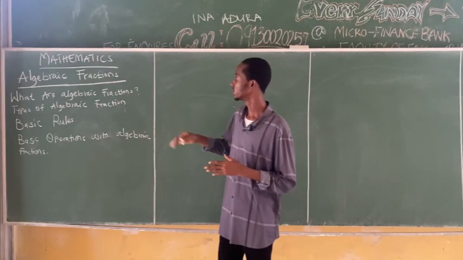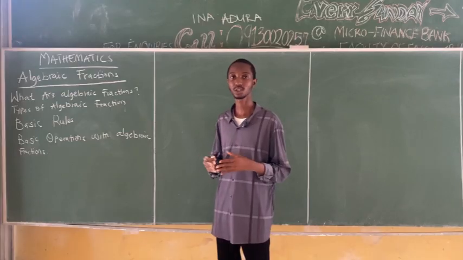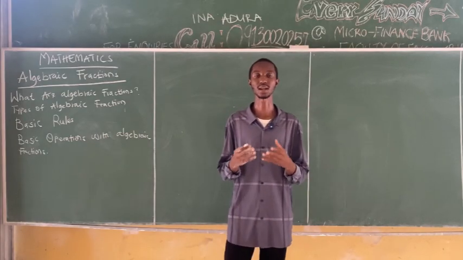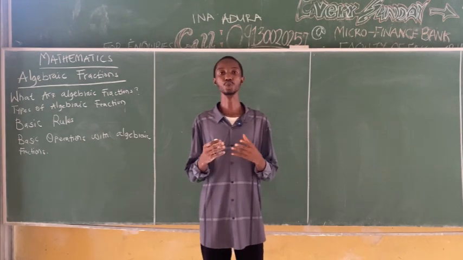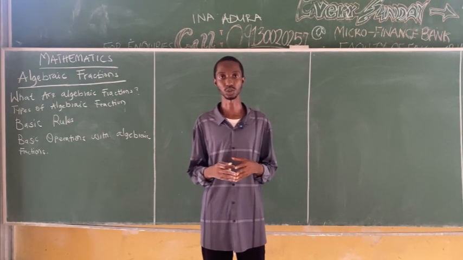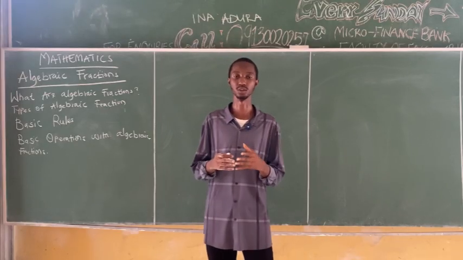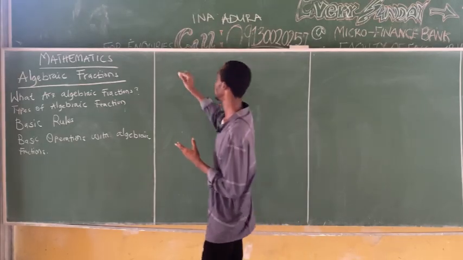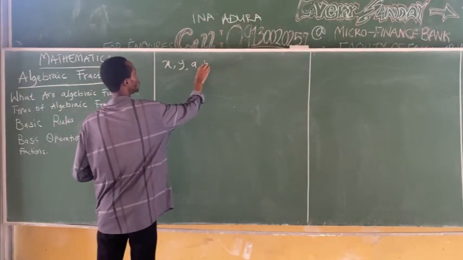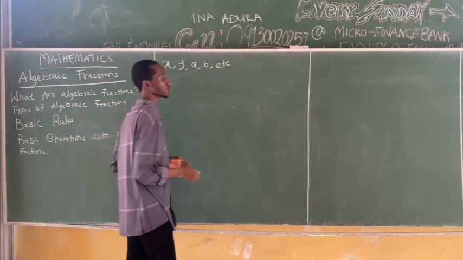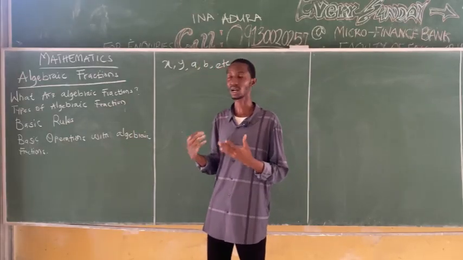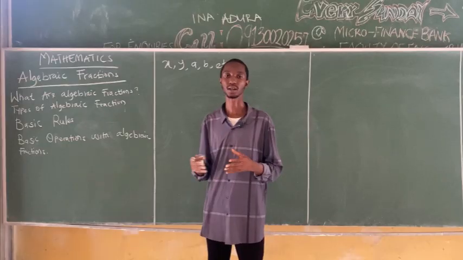The first we have here says, what are algebraic fractions? An algebraic fraction simply refers to a fraction in which the numerator or the denominator has an algebraic expression. That is, an expression involving variables like x, y, a, b, and so on. So any equation you come across that has this variable in the form of a fraction is called an algebraic fraction.